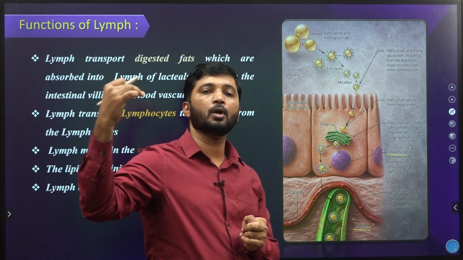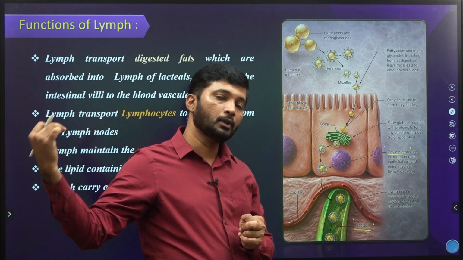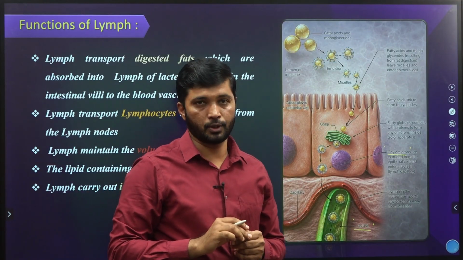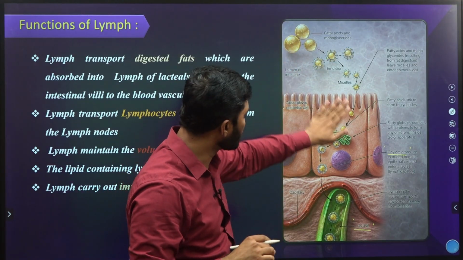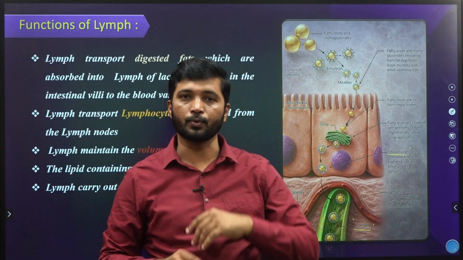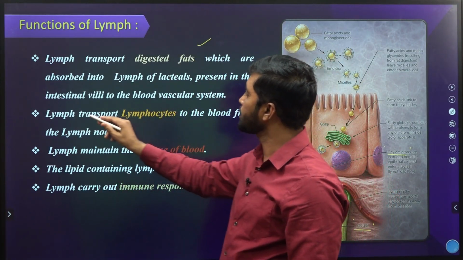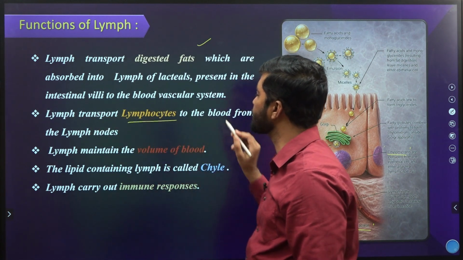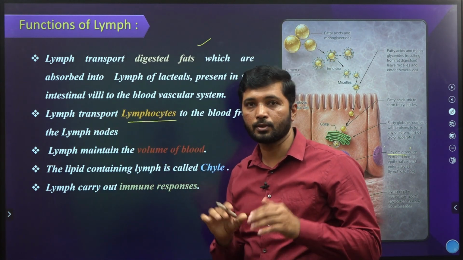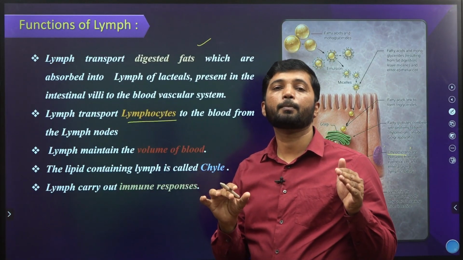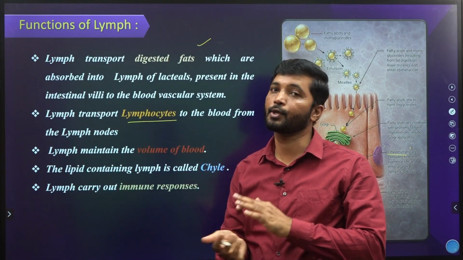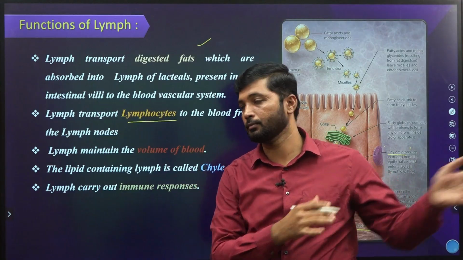From the venous system to the heart, from the heart to the body adipose tissues. That is the absorption and transport of fats, right? This is the first function. Next, lymph transports lymphocytes. In the lymph, the lymphocytes present are transported from one place to another.